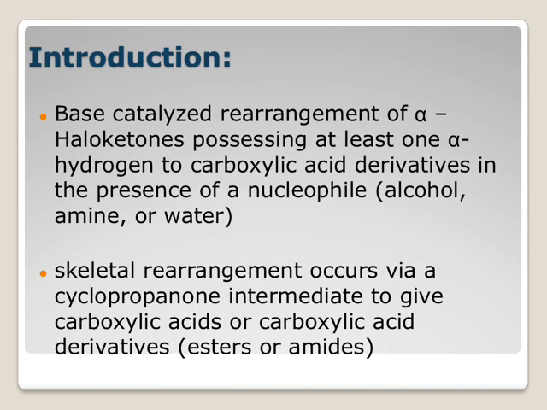For example, if we use water as a nucleophile, then the product will be carboxylic acid. Or if we use sodium hydroxide or potassium hydroxide, then also the product will be carboxylic acid. If alcohol is used as nucleophile, or we can say alkoxide ions are used as a base, then the product will be an ester. Similarly, if amines are used, then the product will be amides. So it is overall conversion of alpha haloketones into corresponding carboxylic acids or its derivatives.